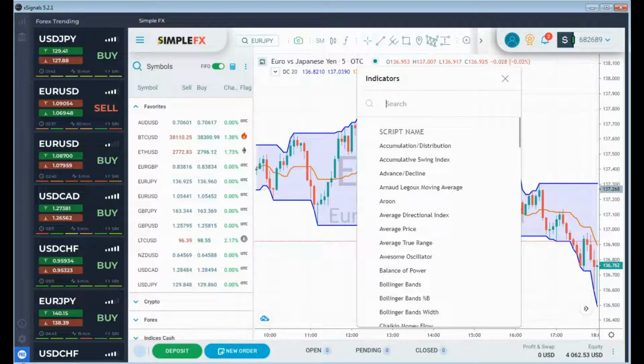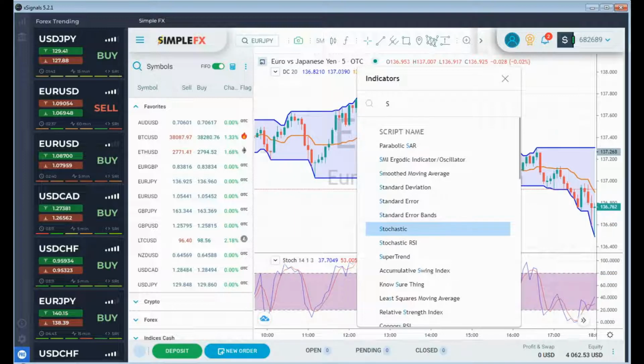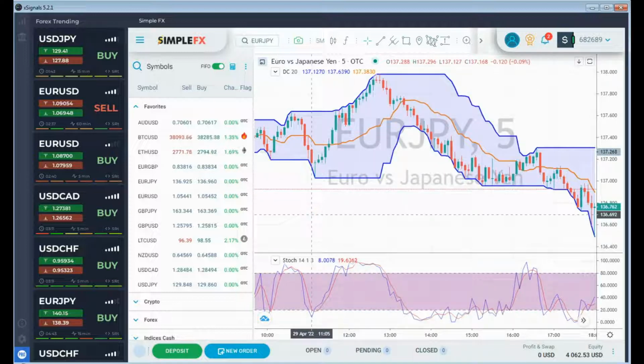Stochastic: the oscillator will assess the current balance between buyers and sellers. The predictor above level 80 is the end of the uptrend, overbought. Below 20 is the end of the downward, oversold.